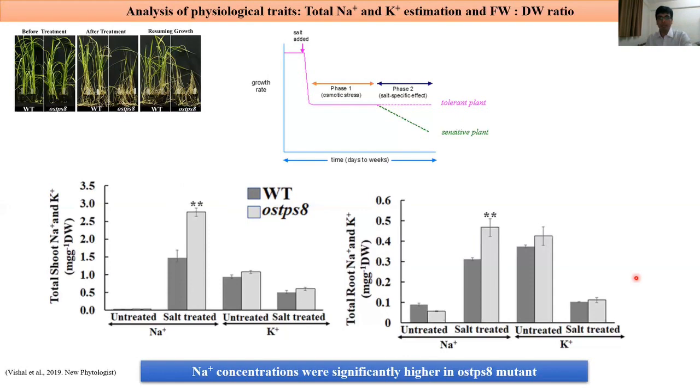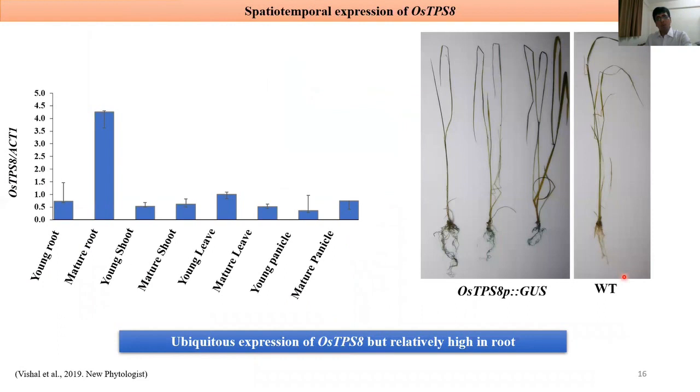Then, to find out more on OsTPS8 and its role in the salt, we did the expression analysis. First we did the spatiotemporal expression. We used different tissues, root, shoot, leaves, and the panicle, and checked the expression level of OsTPS8 with actin as an internal control. We also generated a transcriptional reporter line and measured this with the GUS assay. Both experiments show the root exhibits the highest expression of OsTPS8. That suggests that OsTPS8 might have a major role in the root compared to other tissues of the rice plant.